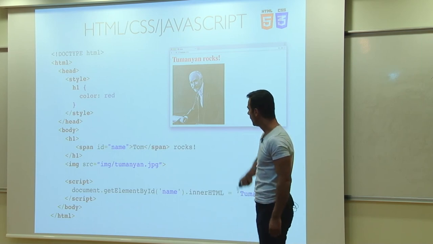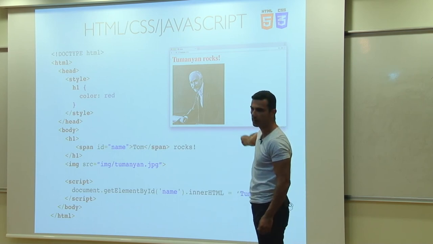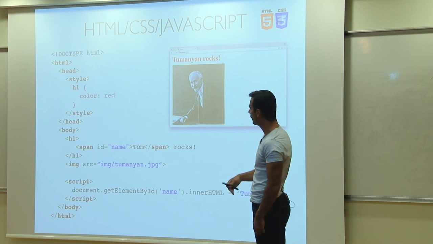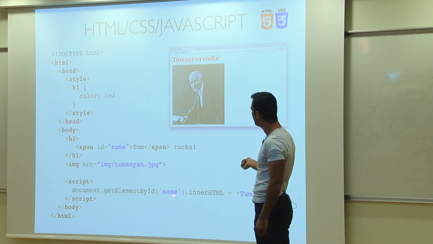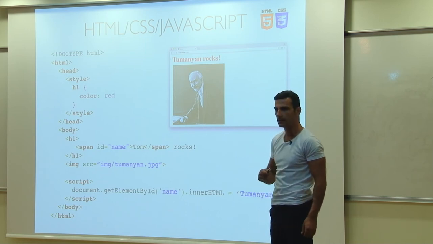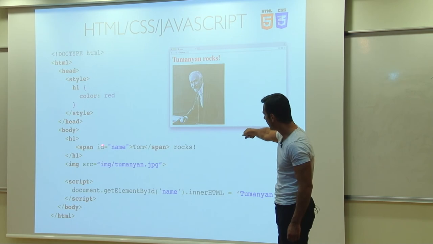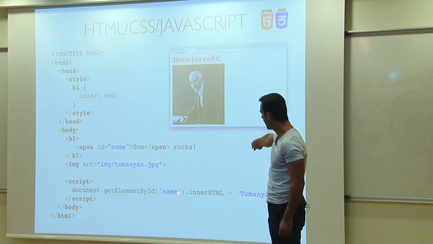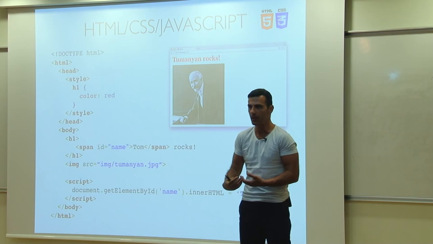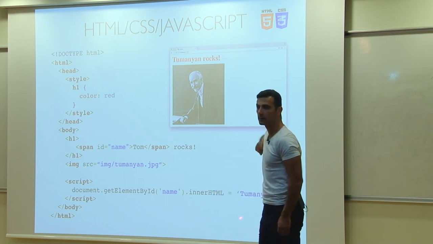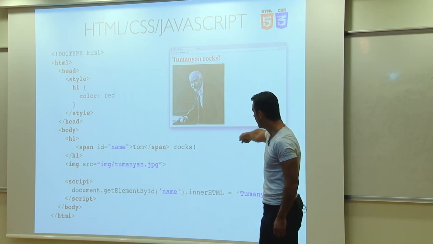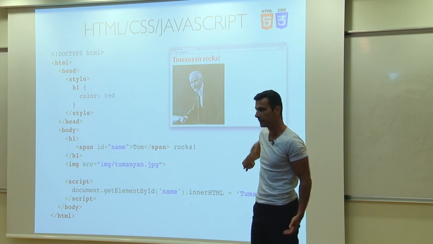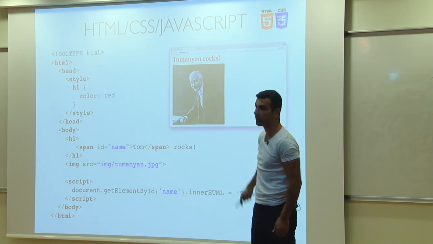And let's see what it's doing. Document refers to this whole thing, right? The big thing. Inside the document, I'm calling this thing, function. You know, if you don't know, don't worry. It's saying, get me the thing that has an ID of name. What has an ID with name in it? That guy, right? This element has an ID with name right there. There it is. So it's getting this element here. And then I'm saying, inner HTML, make the HTML that is inside of it that, Tumanyan. So what's happening? This, Tom, is getting replaced with that stuff, with Tumanyan. And so the result of that is Tumanyan rocks, not Tom rocks.